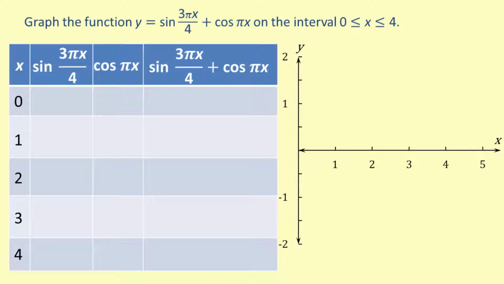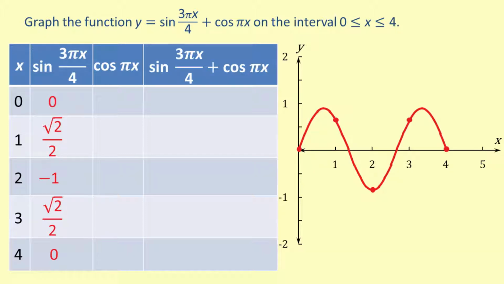Start by evaluating the function y equals sine of 3 pi x over 4 at each of the x values in the table. We get 0, square root 2 over 2, negative 1, square root 2 over 2, and 0. These are the y-coordinates of the points we will use to graph the function y equals sine of 3 pi x over 4.